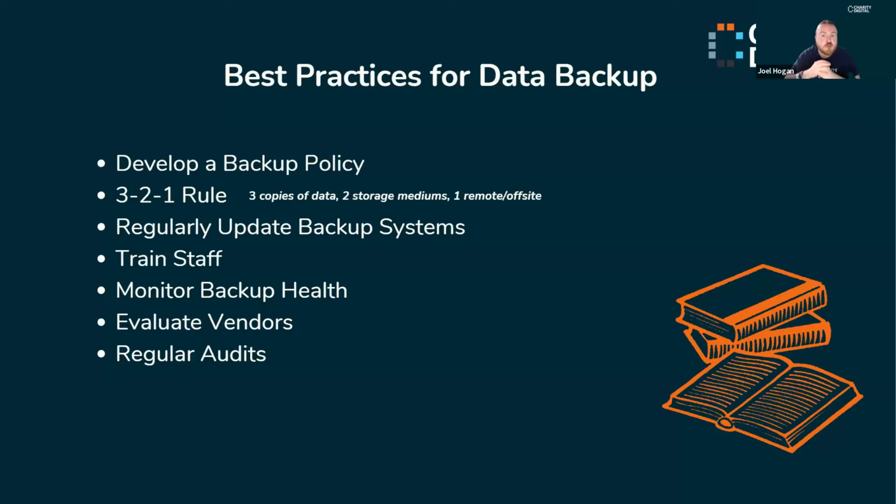Now you'll want to adopt the 3-2-1 rule. So that's maintain 3 copies of data, the primary data set and 2 backup copies. The 2 is used for 2 different storage mediums. So that's local disks and cloud storage for redundancy. And then the 1 is store at least 1 copy in a remote or off-site location for disaster recovery.